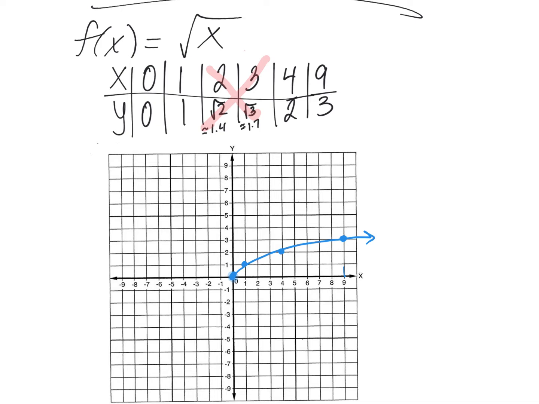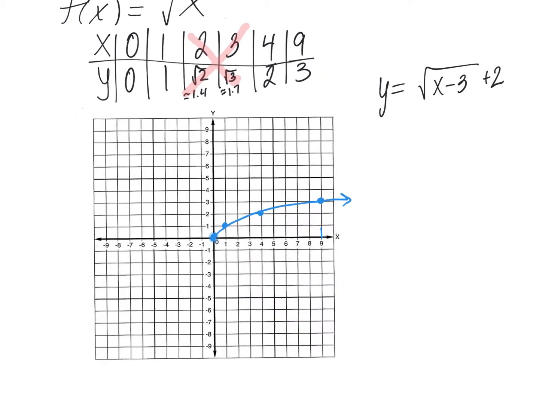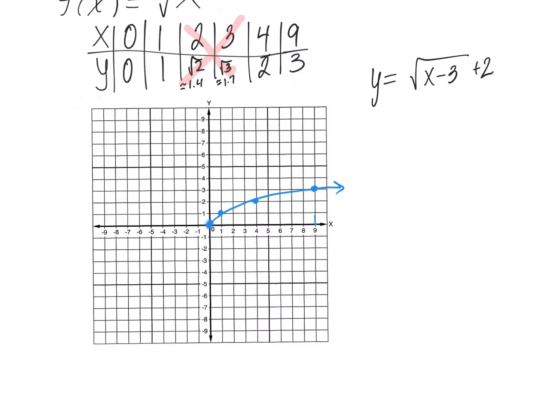Now, if I am asked to graph y equals the square root of x minus 3 plus 2, I'm going to use transformations to draw this graph. Can we describe this transformation? Horizontal right 3 and then up 2.